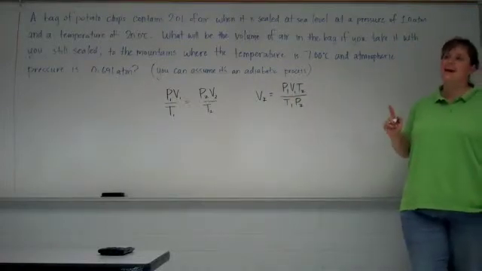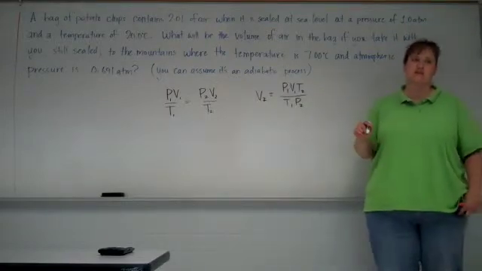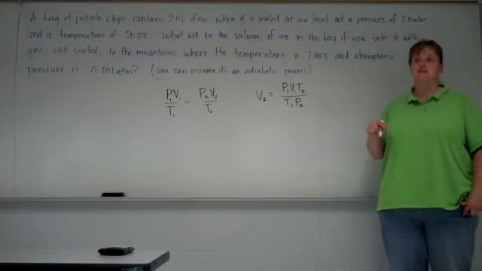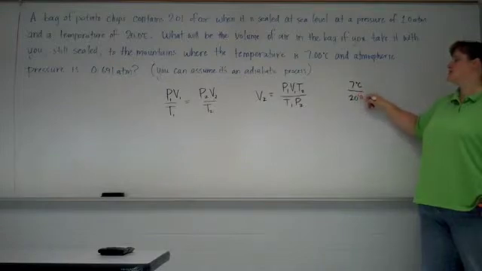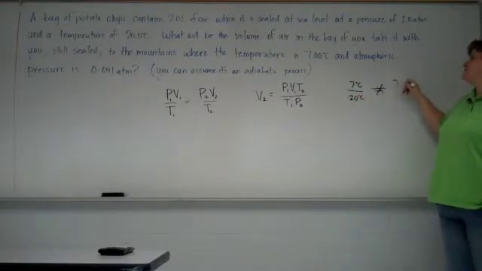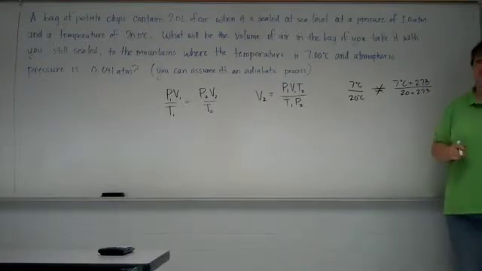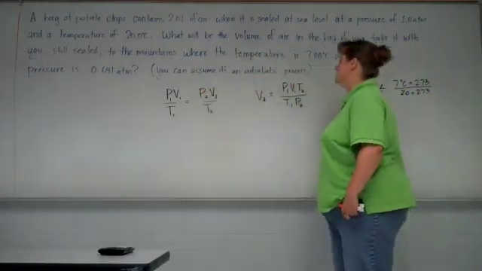Temperature, on the other hand, you cannot leave in Celsius. You must convert it to Kelvin. That's because the conversion between Celsius and Kelvin is an addition. 7 degrees Celsius over 20 degrees Celsius is not the same as 7 plus 273 over 20 plus 273. The 273s will cancel if you're adding them. So you must have your temperatures in Kelvin. There's no exception to that rule.